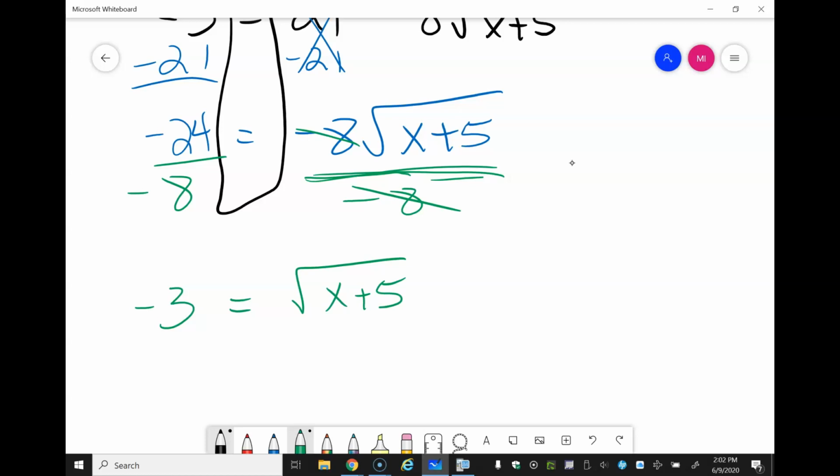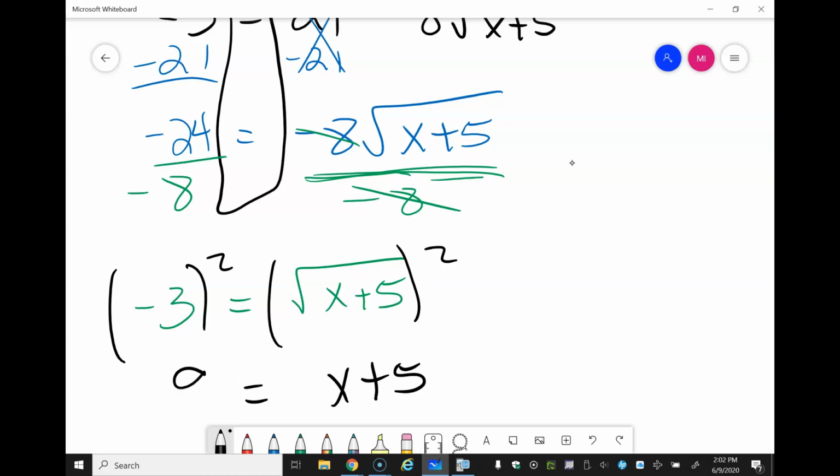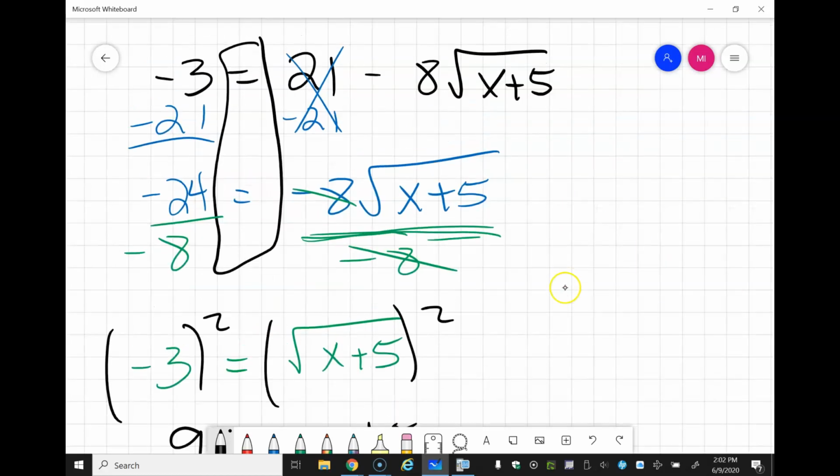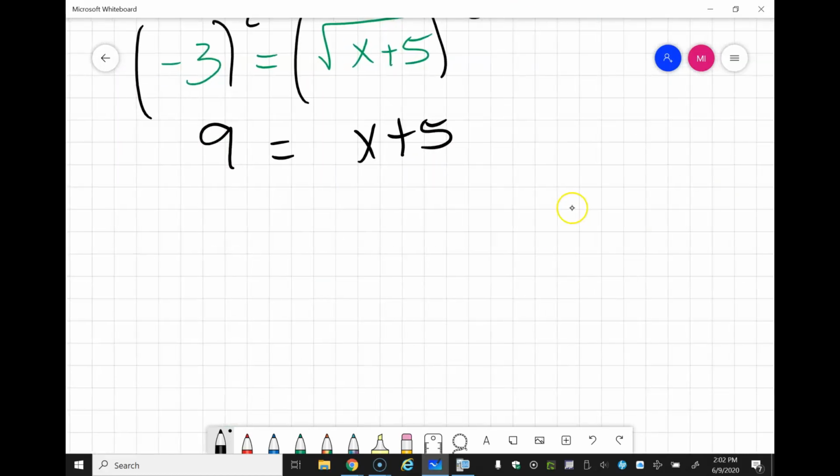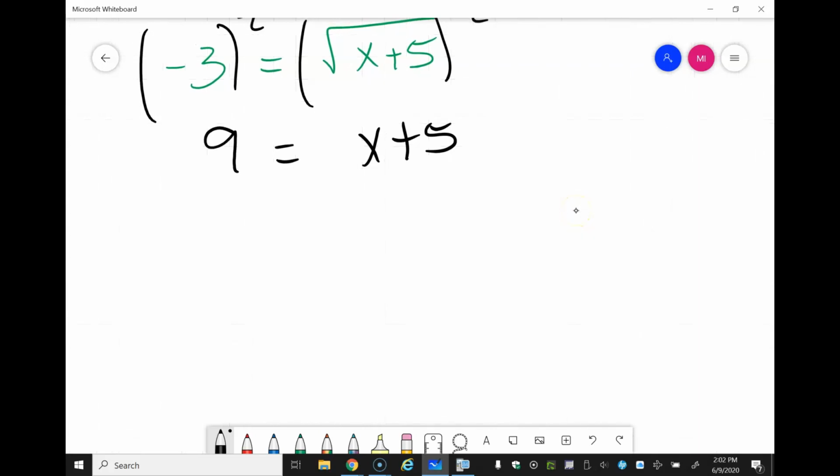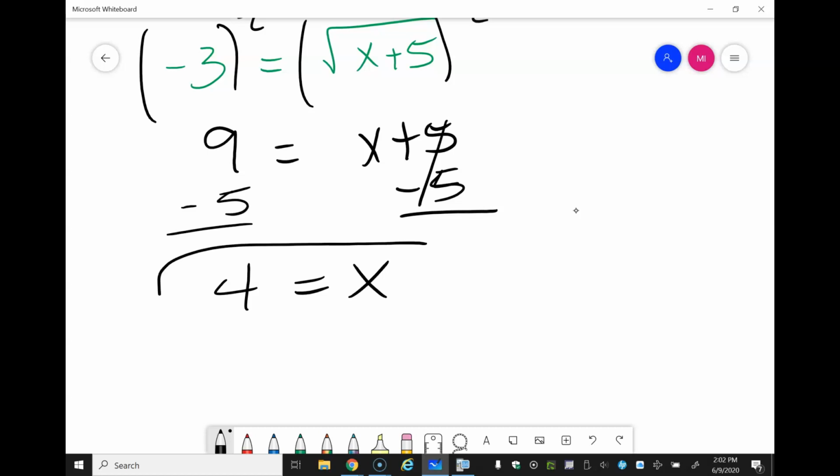So here, because the square root on the right side is by itself, I can do the whole method again by squaring it. So I can square this side, that drops the square root, that gives me x plus 5 on this side, and that gives me 9 on this side. I'm going to take my 5 over by subtracting, and I have 4 is equal to x.